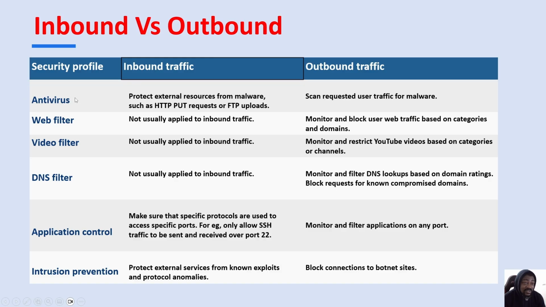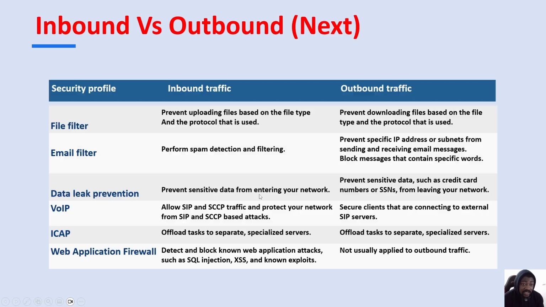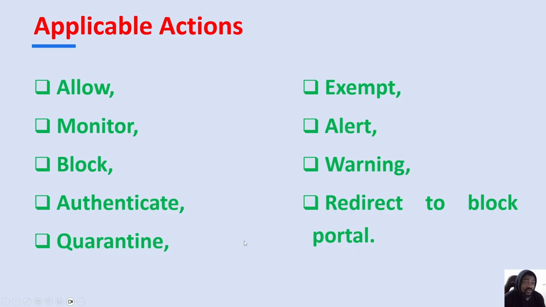For example, you have antivirus that applies to both. For the inbound, it protects external resources from malware and FTP upload. For outbound, it scans requested user traffic for malware. So antivirus works for both inbound and outbound. Whereas web, video, and DNS filter, they don't work on inbound, but mostly on outbound traffic. You also have application control that works on both. You have intrusion prevention and many others that work both on inbound and outbound traffic. So I'll let you read this, if you want to have a better understanding of how each security profile works on inbound and outbound traffic. Here we'll talk also about applicable actions.